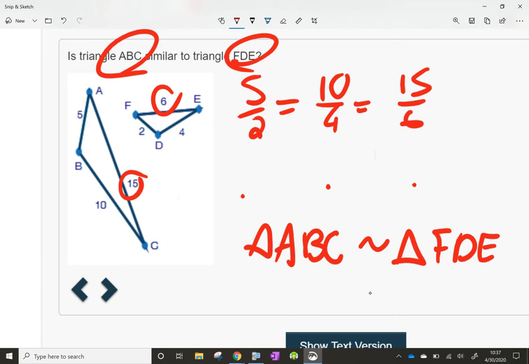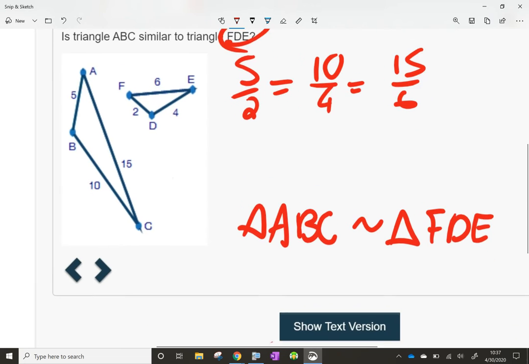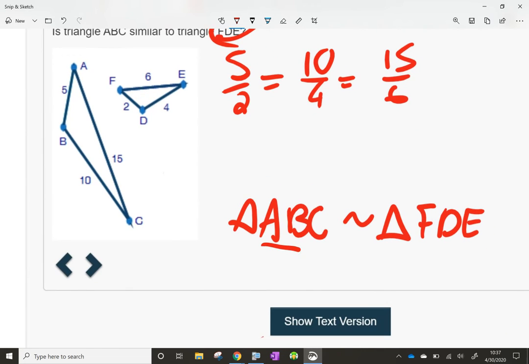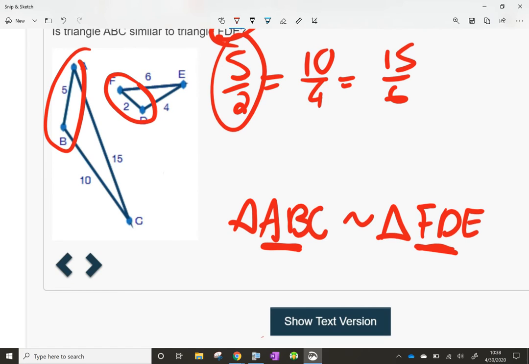Now, I've talked about this in my class before, but in order for this to be a true statement, everything has to line up the way you'd want. What I mean by that is that notice AB is the first two letters here, and FD is the first two letters here. That means the side AB should correspond to the side FD on the paper. So the side AB corresponds with the side FD. And as we noticed, that's true. We said the 5 was with the 2.